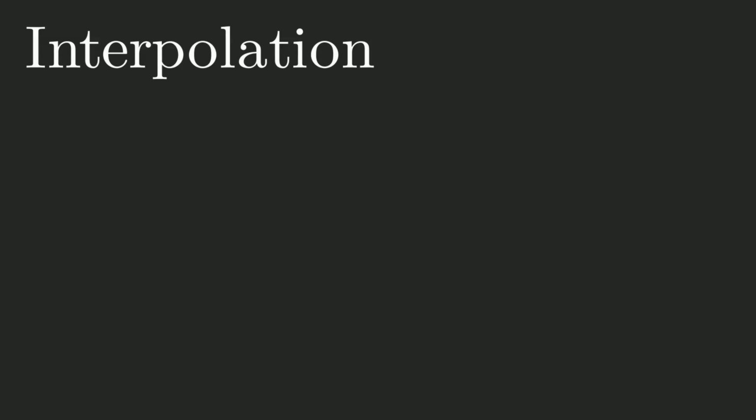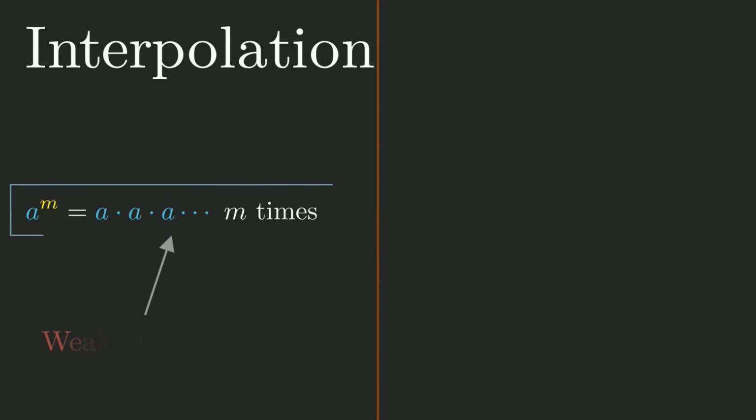The main reason is interpolation. For instance, a to the power m simply means multiplying a by itself m times. But this breaks when we talk about a non-integer like half.